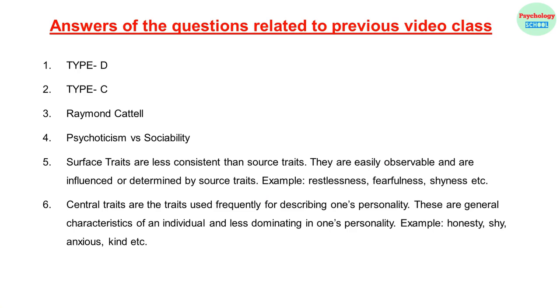The first answer is type D, second answer is type C, third answer is Raymond Cattell, and the fourth is psychoticism versus sociability. Now the fifth answer is surface traits are less consistent than source traits, and they are easily observable and are influenced by source traits, for example restlessness, fearfulness or shyness.